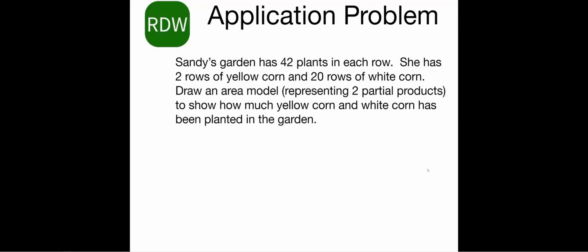Application problem. Sandy's garden has 42 plants in each row. She has 2 rows of yellow corn and 20 rows of white corn. Draw an area model representing 2 partial products to show how much yellow corn and white corn has been planted in the garden. This application problem will be related to our first problem in the lesson. Please pause the video for about 4 minutes to complete this problem, and then the next slide will have the solution.